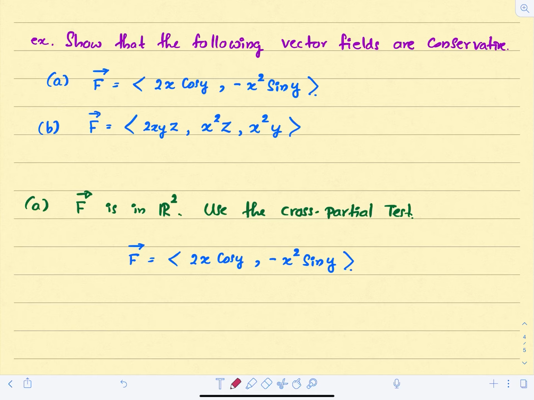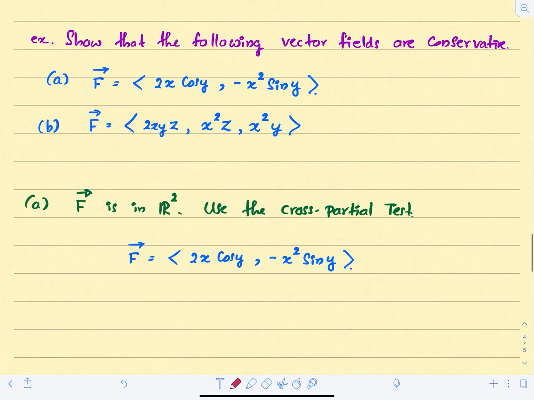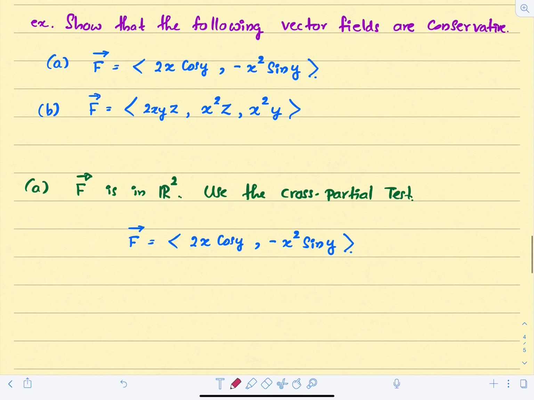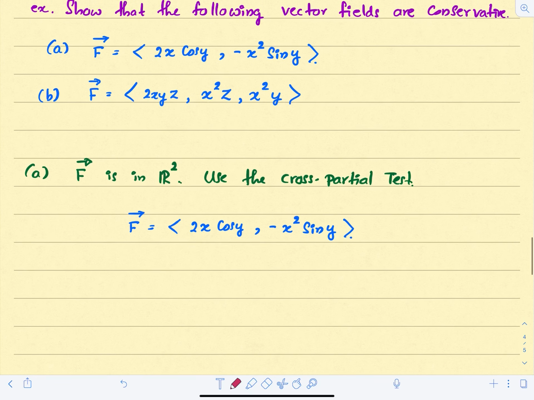These two vector fields are conservative. Okay, in part A, we have a vector field in R2, and in part B, we have a vector field in R3. So to show that a vector field F in R2 is a conservative one, we need to use the cross partial test.